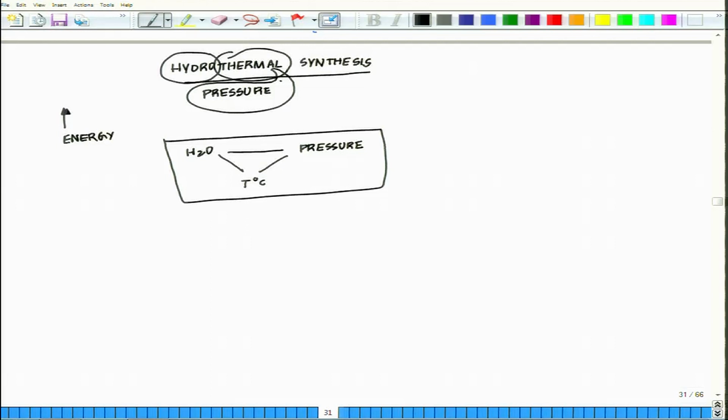Okay. Next, we will move on to polyol synthesis. So, what is polyol synthesis? Polyol synthesis is basically the synthesis of metal containing compounds using polyethylene glycol, PEG. Use of polyethylene glycol.